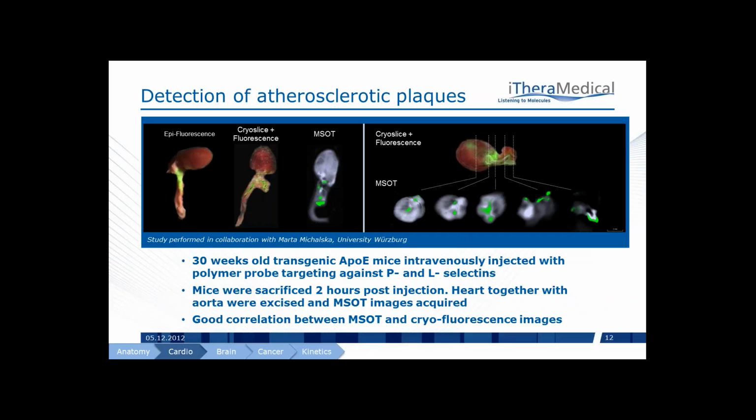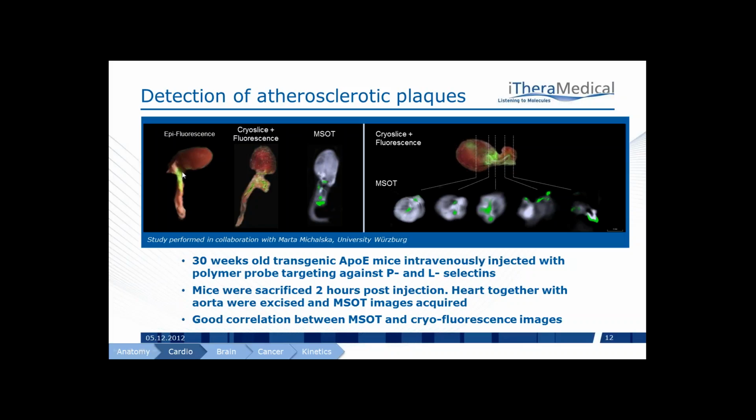We've also done some ex vivo studies to show the potential of MSOT in the context of cardiovascular research. In this case, we took mice that were ApoE knockouts that should spontaneously develop atherosclerotic plaques over time, and we injected these mice with a polymer probe that targets P and L selectins that should be expressed on inflammatory cells. Mice were then sacrificed 2 hours after injection, and the heart and aorta were excised, and MSOT images were acquired and compared to planar fluorescence. What we see on the left is one view of this experiment.